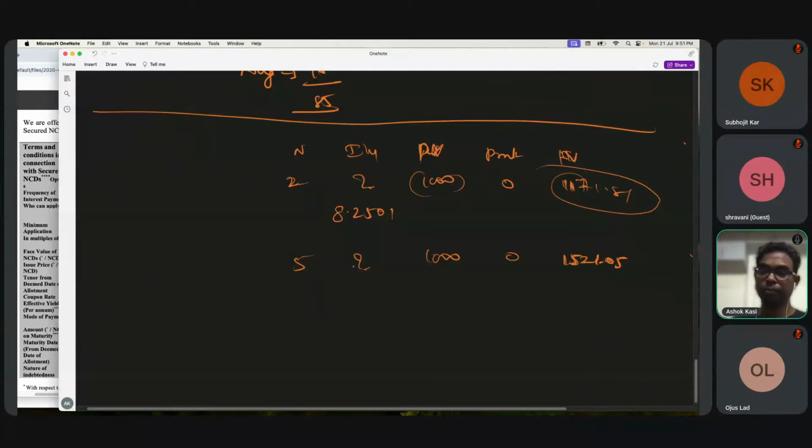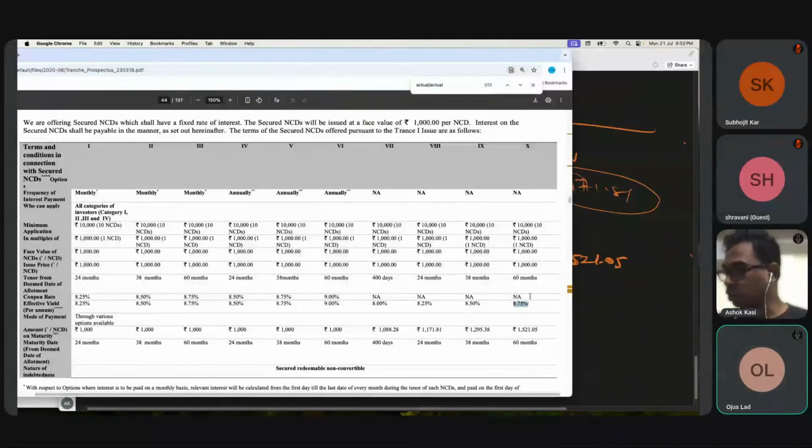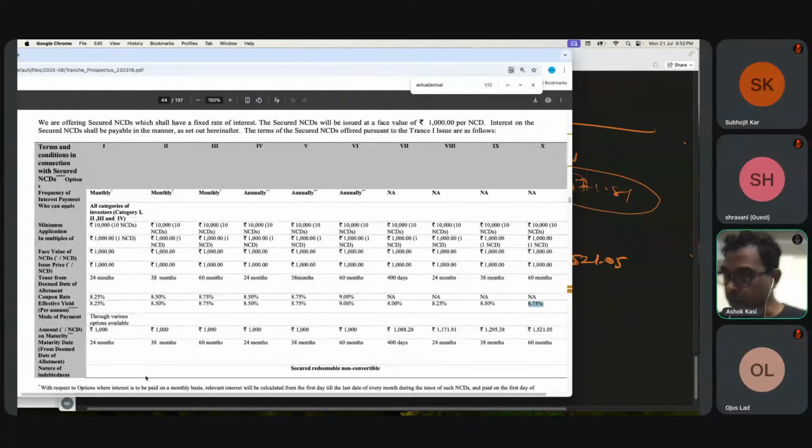Calculate now. 8.74. So here it is 8.75. Okay. Then similarly, here also we can cross check. Actually, this number is wrong. This effective yield is wrong. So this kind of mistakes they can make. So I'll tell you what mistake they have made.